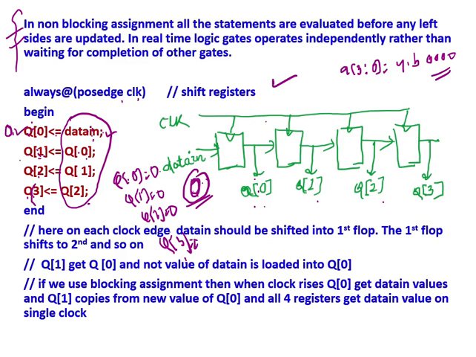So normally we use non-blocking assignment for sequential design. At the first edge, 0 will be assigned to Q0, and Q1 will get the previous value of Q0, but not the updated value of Q0. Here on each clock edge data should be shifted to the first flop, then the first flop shifts to the second, and so on. Q1 will get Q0, and not the value of data in that is loaded into Q0. That is what I explained. Data in won't be updated to Q0, Q1, Q2 and Q3 at the first edge of clock. It will take four clock pulses to shift the data from here to here, not a single clock.